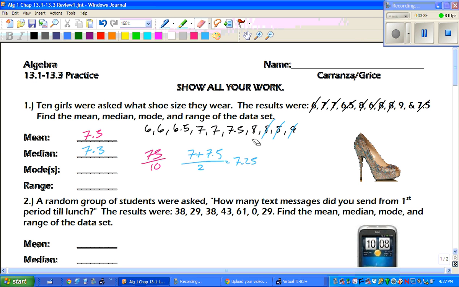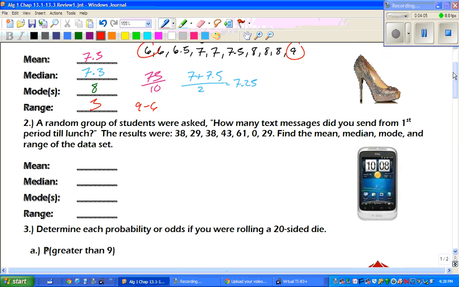Okay? Now, the mode is the number that you see the most. So what number do you see the most? I see the 8. Okay? And then the range, we take lowest from the highest, so 9 minus 6. The range is 3. Okay, number 2. I want you guys to pause the video and do this one all by yourself. Good luck.